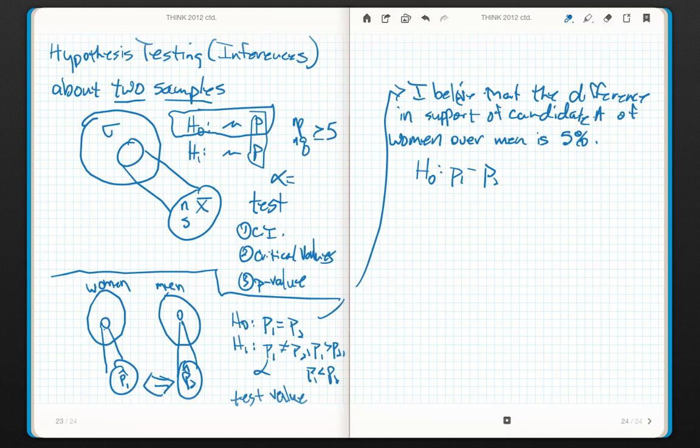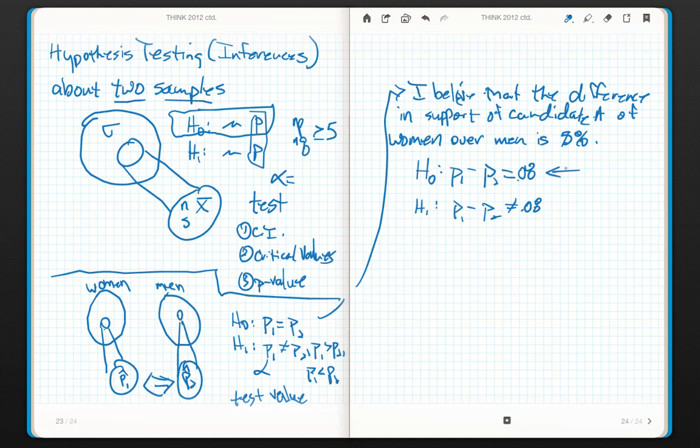5% is gonna, let's make that 8%, because otherwise we might get a little confused with alpha. Let's say that it's 8%. Okay, that P1 minus P2 equals 0.08, versus the alternative hypothesis, which is P1 minus P2 is not equal to 0.08, is greater than 0.08, is less than 0.08, etc., etc.